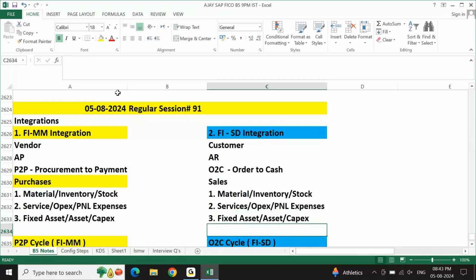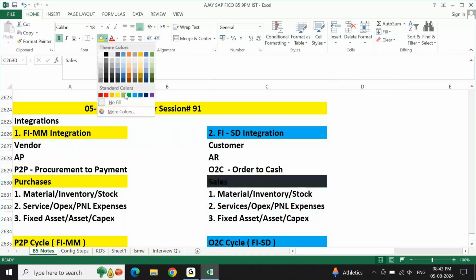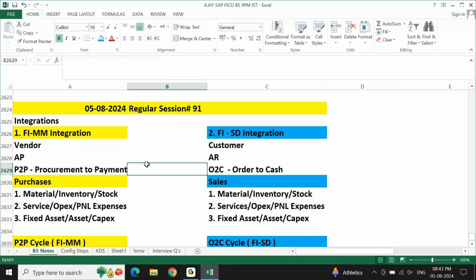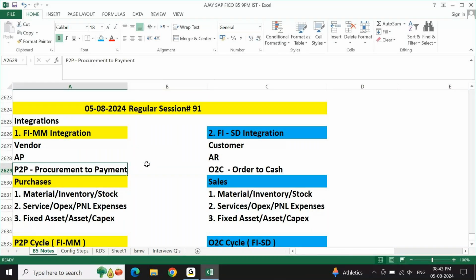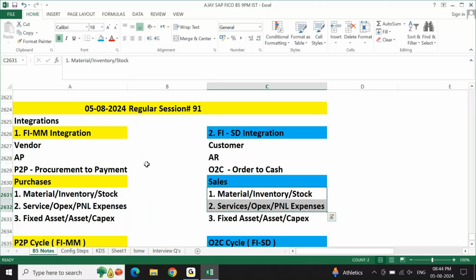Now here comes the question. What we need to understand is, out of this, what are we going to use in our integration? From the P2P cycle point of view, or from the FIMM integration point of view, all three are used. From the FIMM integration point of view, material is used, service is used, fixed asset is used. But from the SD integration point of view, only two are used. Fixed asset we will not be considering for the SD integration. In SD integration, it is only two.